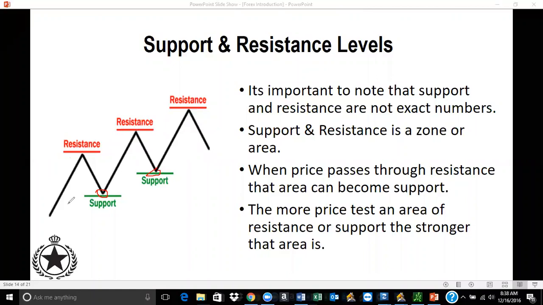So let's say, for example, this is how we explain support and resistance. All right. Let's put a line here so you can better understand, since we just saw a trend line. And I'll put a line here so you can better understand too. All right.